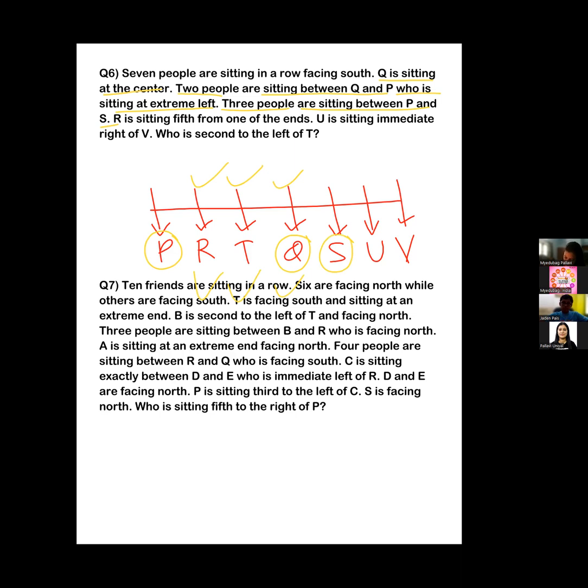All right. Then next, R is sitting fifth from one of the ends. 1, 2, 3, 4, 5. From one of the ends it is written. Obviously, it cannot be from this end because from this end R is second. We have to place it fifth from one of the ends, so the fifth position has to be here. That means R should be here.